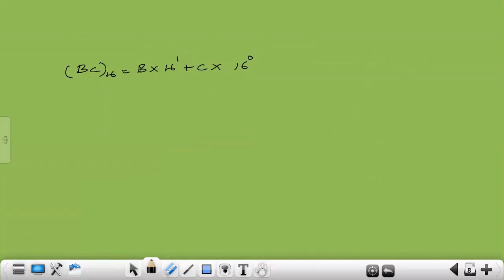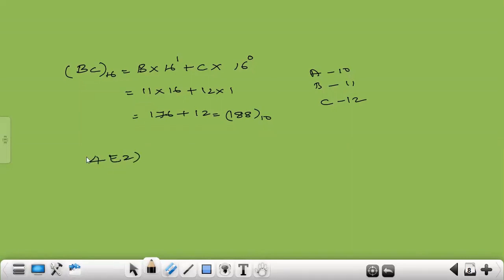A is 10, B is 11, C is 12. In place of B I can write 11 into 16 plus C, which is 12, into 1. How much is 16 11s? It will be 176. So 176 plus 12 will be equal to 188 with base 10. Can you just try this one?